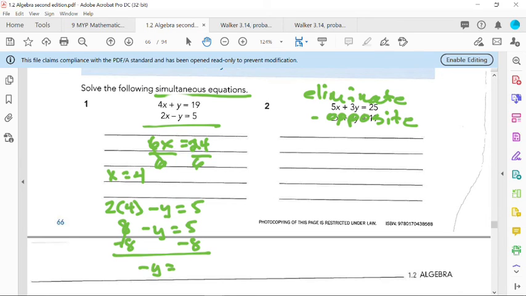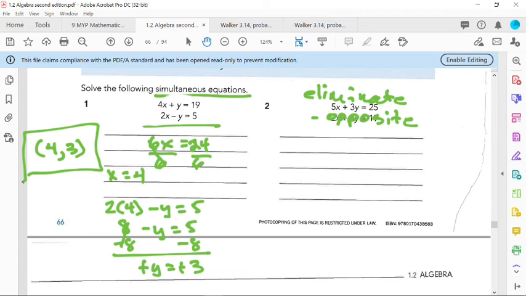Gives me negative y equals negative 3. Don't like negative y, so what am I going to do? Just change the signs on both sides. Divide by negative 1, multiply by negative 1, or simply change the signs. However you want to think about it. So that gives me y equals 3. Is that my answer? No, I need to write it as an ordered pair. So my x always goes first, my y always goes second. And there is the answer. That one was nice and easy and neat because they gave us opposites to begin with.